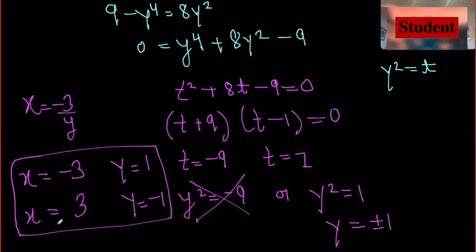X equals 3, y equals minus 1. And x is equal to minus 3, and y is equal to 1. Okay, that's all.